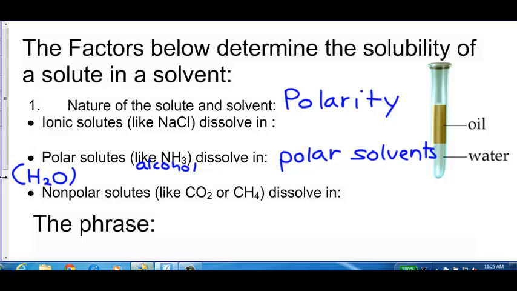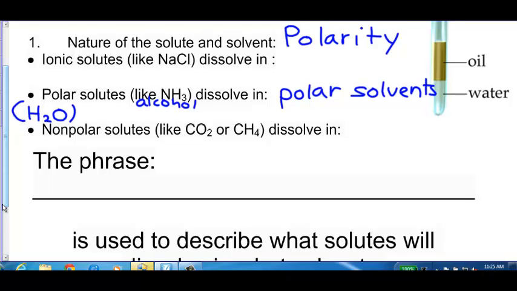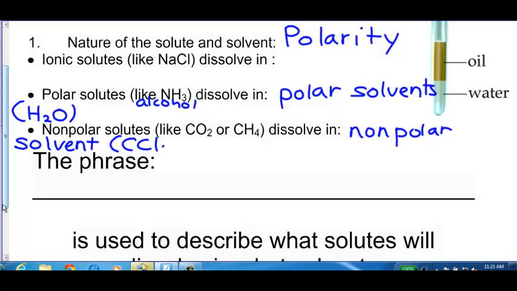Non-polar solutes like carbon dioxide and methane gas dissolve in non-polar solvents. Probably the most common non-polar solvent is carbon tetrachloride. They use that a lot in the dry cleaning industry, because it'll get out oil and dirt and grease and other things. Oil is also nonpolar, dirt, grease, those are all nonpolar things. And so it really doesn't do any good to put water on oil because water will not be able to get it out. But if you use carbon tetrachloride, you'd be able to get it out.